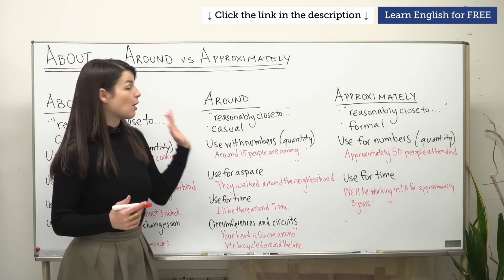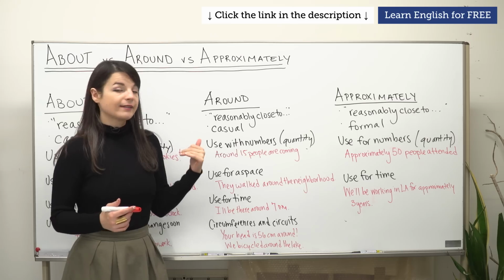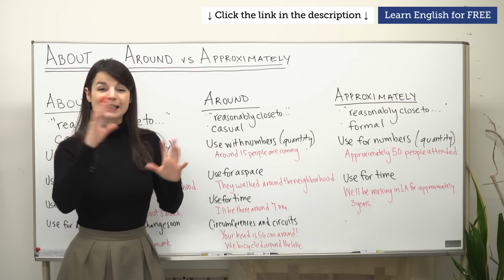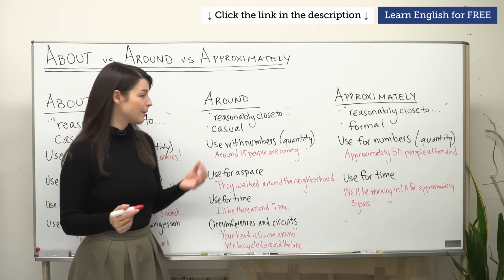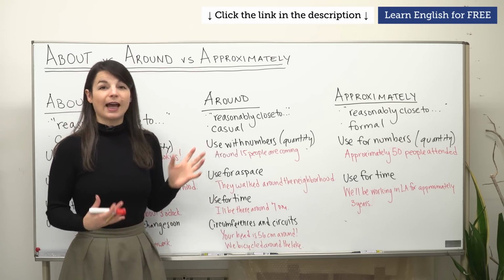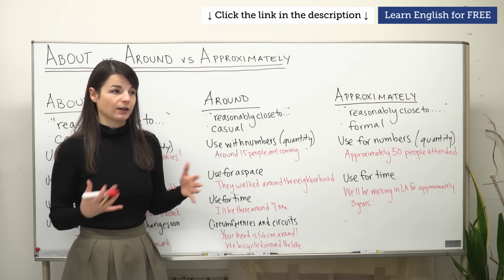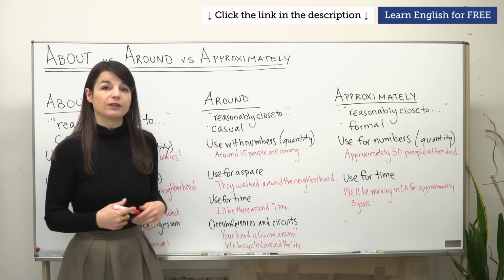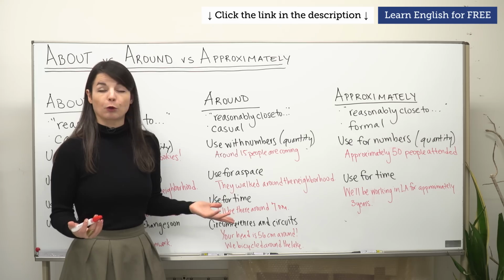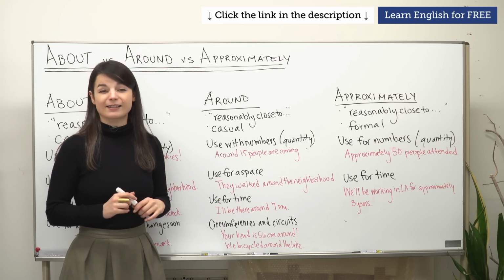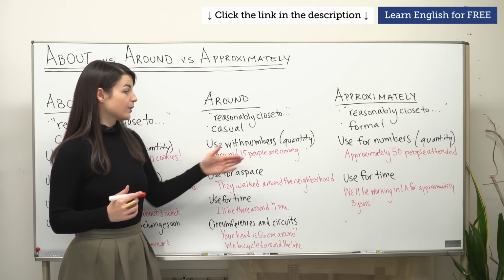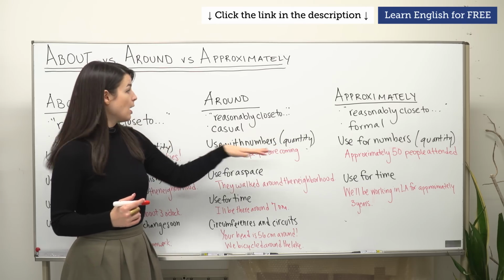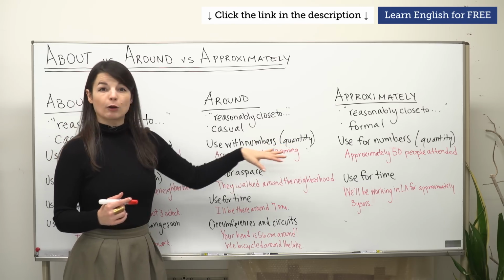The next word is around. So as I said, around also means reasonably close to, as we'll see in a few examples in just a moment. We also use around in casual situations. So these are informal situations, although it's okay to use this in more formal situations. It's not necessarily impolite here. We can use around with numbers, as we did with about. We can use this to talk about quantity.